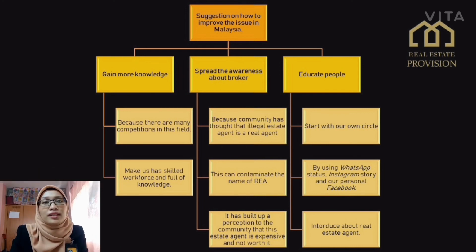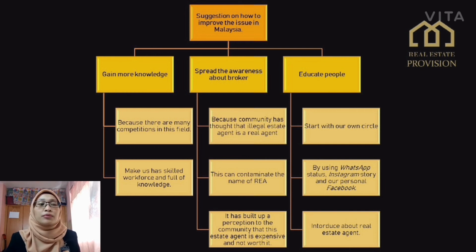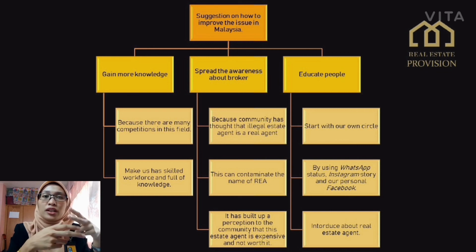The last point is we need to educate people. Why? Because we need to introduce it to our own circle first, for example our family and friends, about what a real estate agent is and the difference between a real estate agent and an illegal estate agent. We can do this using our WhatsApp status, Instagram story and personal Facebook. For example, we can ask a question, make short notes, or make a poll, so that we interact with the public. From that we can take the opportunity to explain what a real estate agent actually is, so that it can improve their perception of real estate agents.